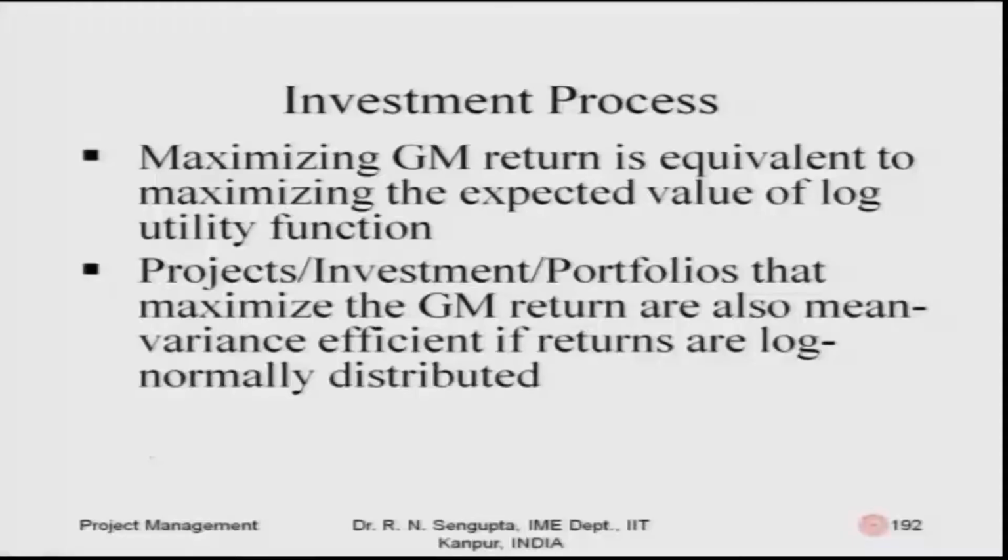I will just mention a few important points without going into the theory, just for the interest of the people who are taking this course. Maximizing geometric return is equivalent to maximizing the expected value of the log utility function. So, for mean variance, the quadratic utility function makes sense, while for geometric return, the log utility function makes sense. That means there is a one to one correspondence between these two concepts separately.